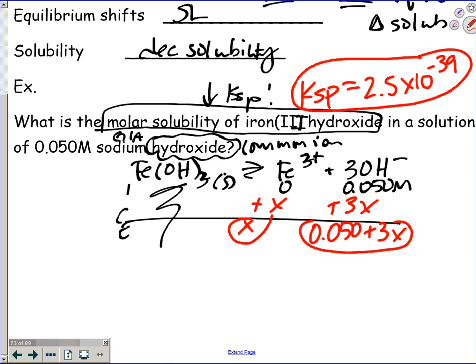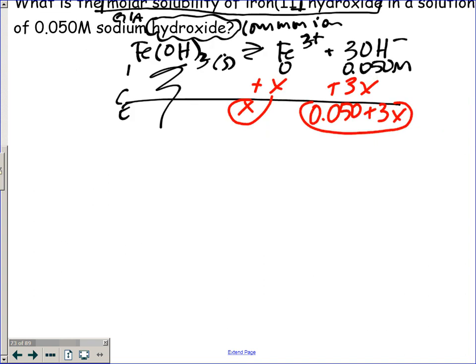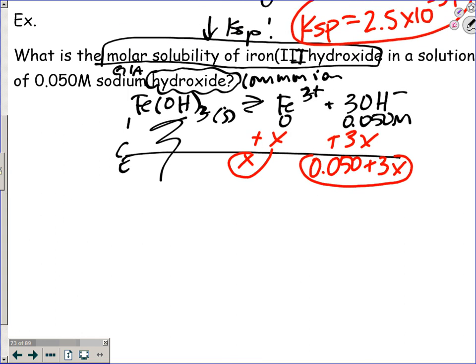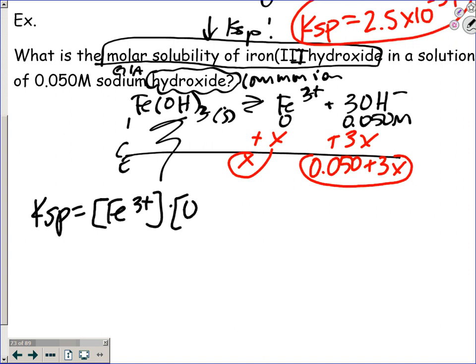What else do I need to go ahead and set up? The Ksp expression, good. Ksp is equal to what? Iron 3 times hydroxide to the third. What am I plugging in for iron? X. What am I plugging in for hydroxide? We want to put this whole thing in, right? We know that's going to be like a cube root of something. Ain't nobody got time for that.